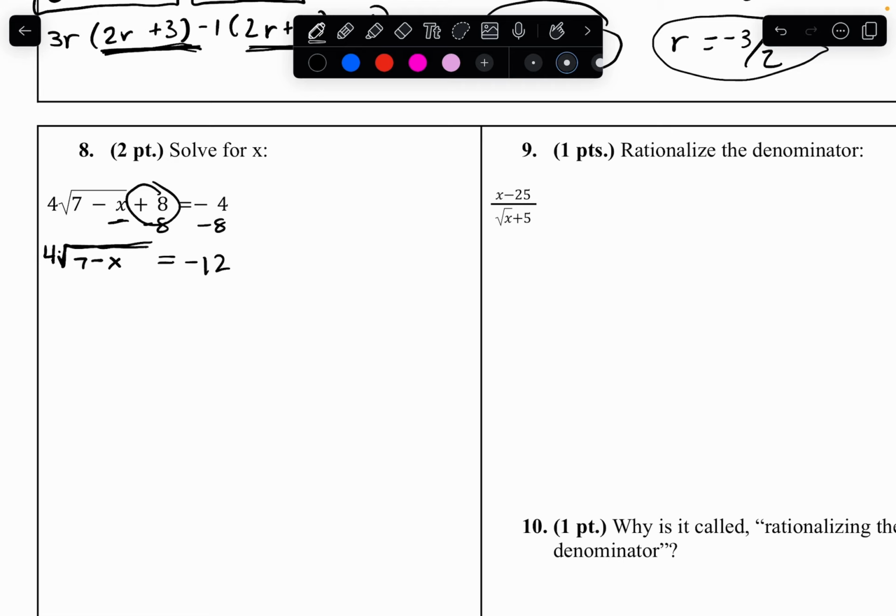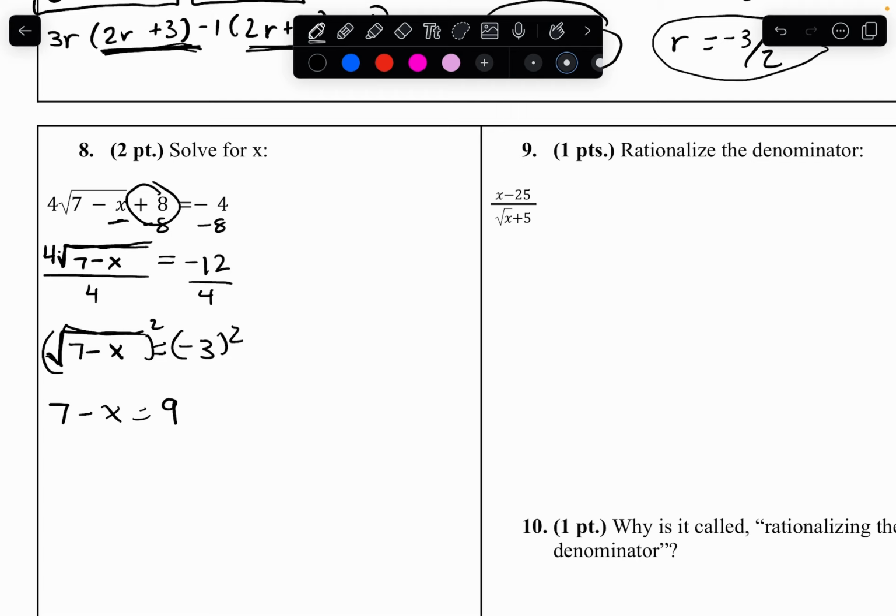Okay, it's multiplication, right? So that means that I should be able to undo multiplication by 4 by dividing by 4. So now I have the square root of 7 minus x equals -3 divided by 4... How do you undo a square root? You undo it by squaring both sides. So I have 7 minus x is equal to 9.